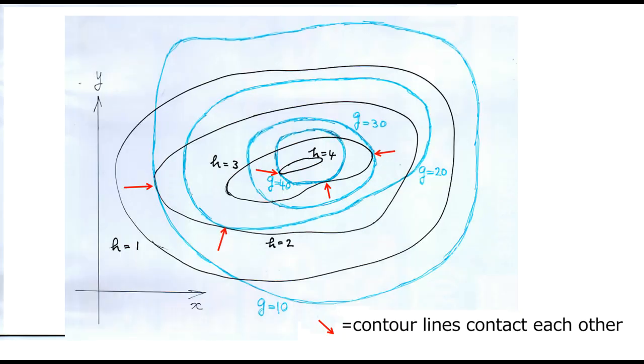The contour lines of f and g can be drawn independently. So generally, contour lines from f and g intersect each other. But sometimes they don't intersect, they just come in contact. What we are interested in are those points where the contour lines of f and g contact each other. Let's figure out the equation to find those contact points.